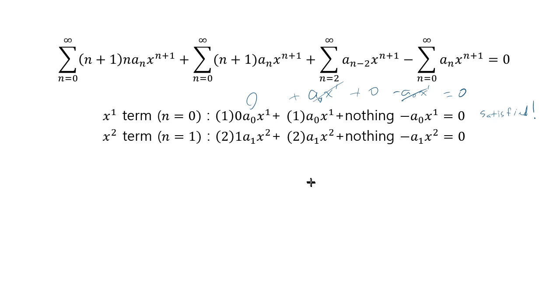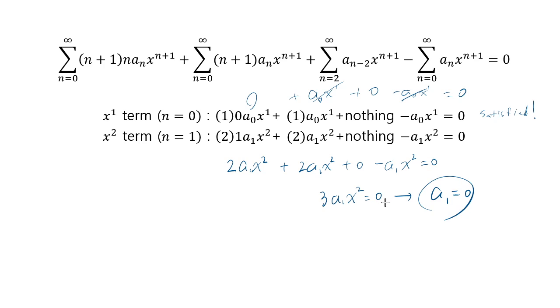Okay. However, the next one here says it should be 2a1x squared plus 2a1x squared plus nothing minus a1x squared equals 0. And if you put them together, you get 3a1x squared equals 0. And this should actually hold for some interval of values of x. So for this to be true, you actually need a1 to be equal to 0. And so we get this conclusion.